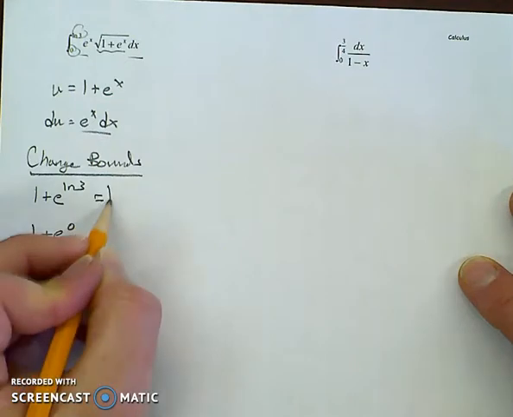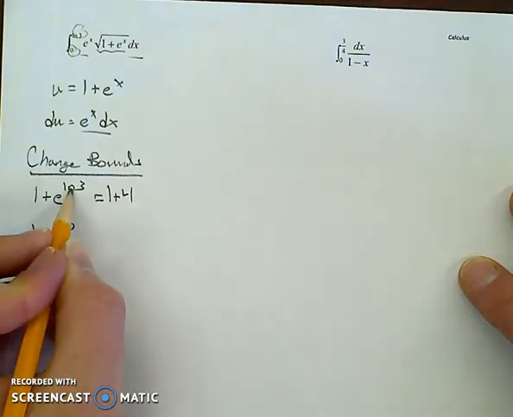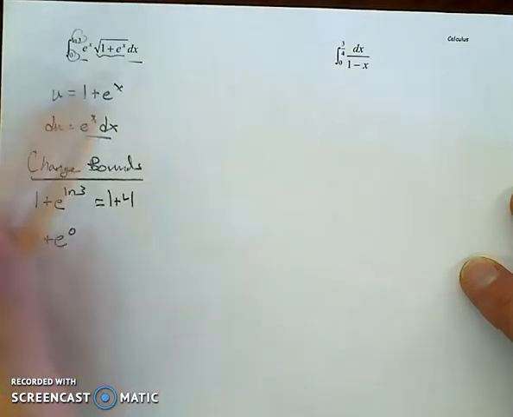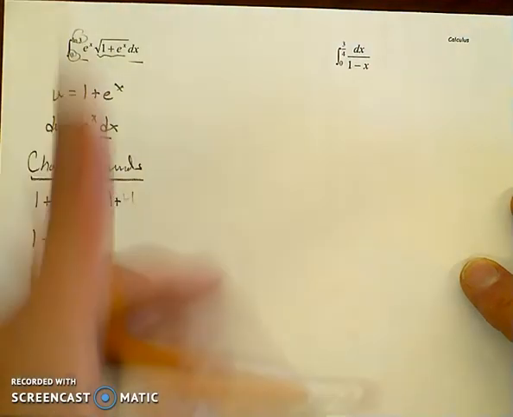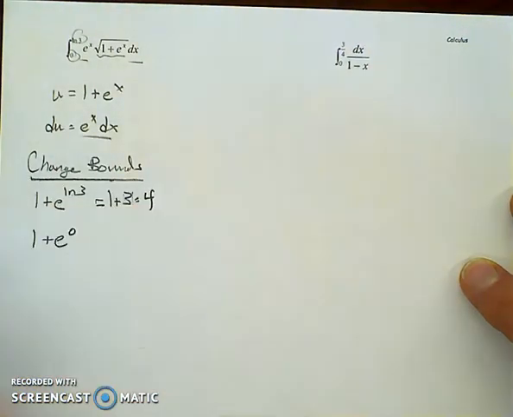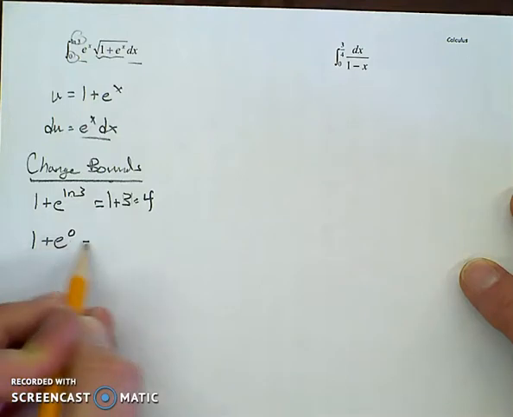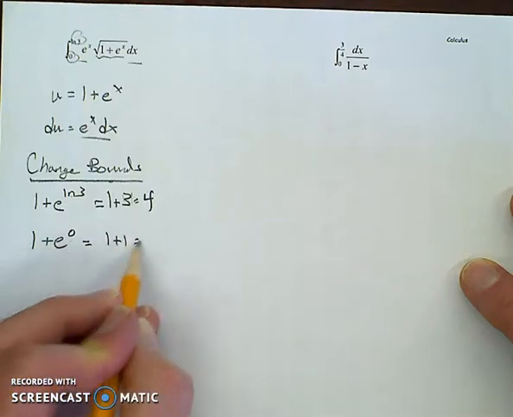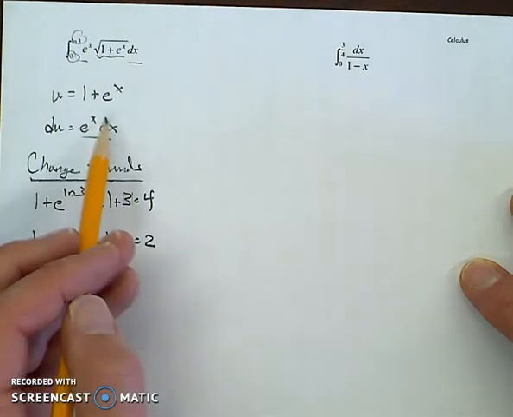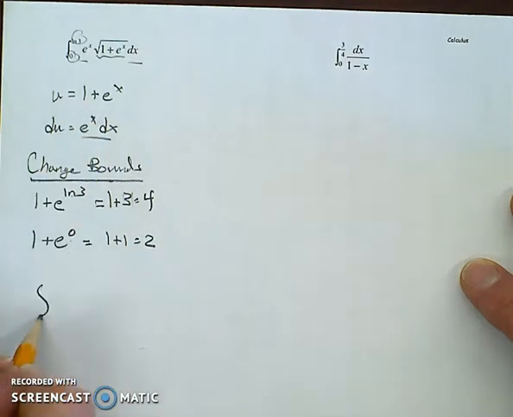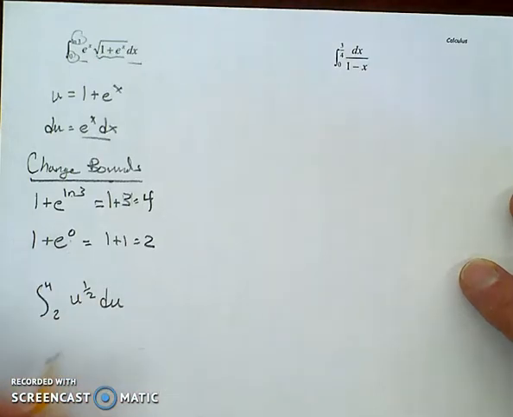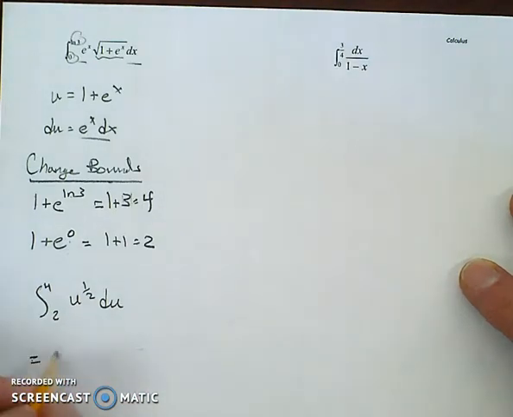This is 1 plus 4, e and ln are inverses of each other. We're left with, sorry, not 1 plus 4, 1 plus 3, which equals 4. And e to the 0 is 1, and so we get 1 plus 1, which equals 2. Nothing that we need to divide by here, so we're going to get the integral from 2 to 4 of u to the 1/2, that's another way to write square root, du. So we're going to get u to the 3/2 divided by 3/2, from 2 to 4.